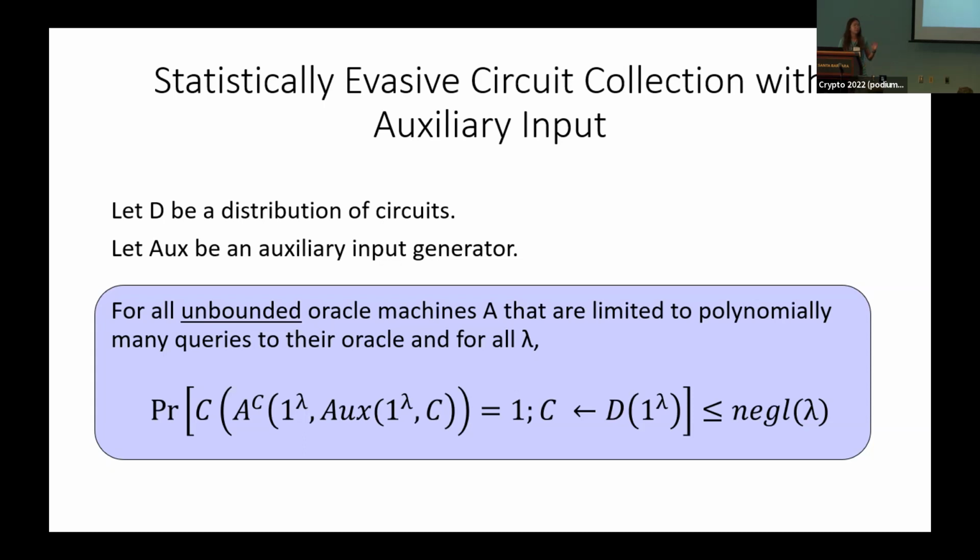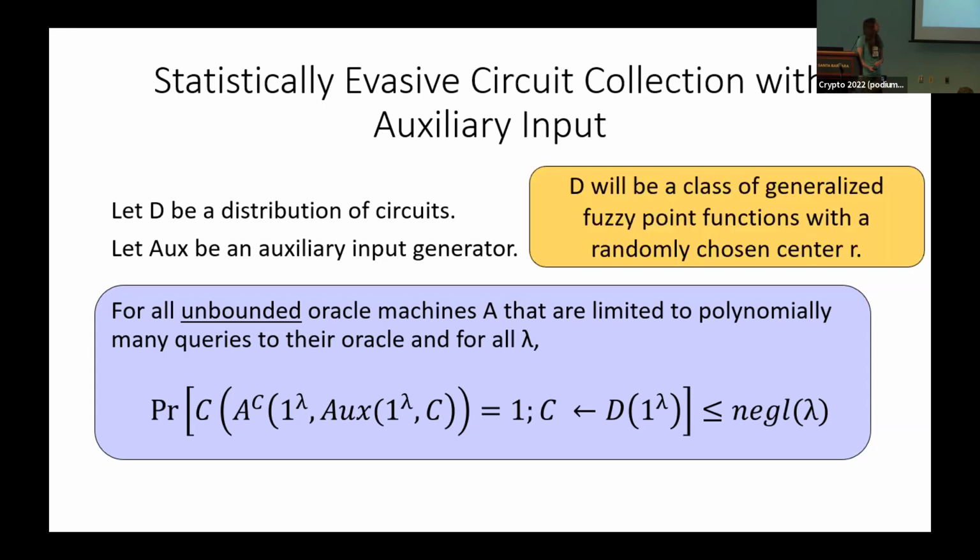So more formally, if we have a collection of circuits D, and we have an auxiliary input generator, then if you take a random circuit from that distribution of circuits, and you allow an adversary to have oracle access to that circuit with polynomially many queries, along with the auxiliary input, then the adversary should not be able to find an input on which the circuit outputs 1. And these are for unbounded adversaries.